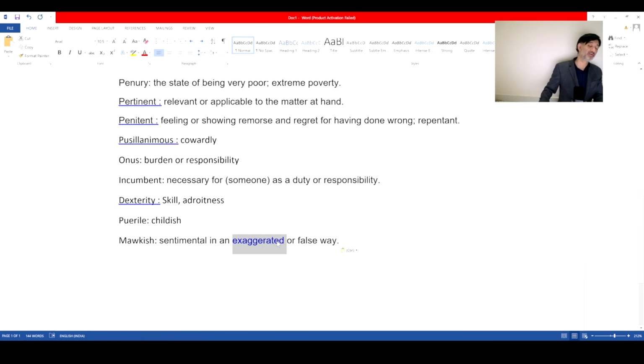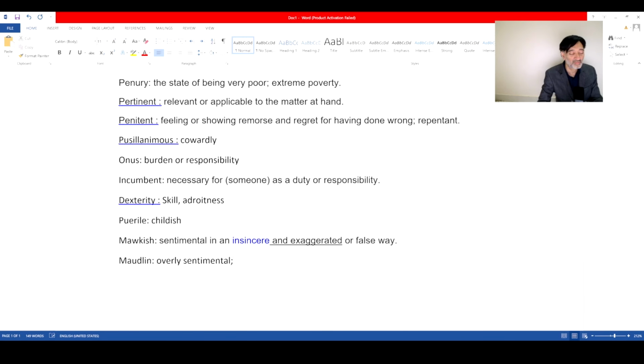Exaggerated or false way, right? Insincere way, insincere or false way. Insincere and exaggerated. Okay, that is mawkish. I think there is a similar word that is maudlin. That is overly sentimental, tearful, right? Full of tears and too much sentimental. That is maudlin.